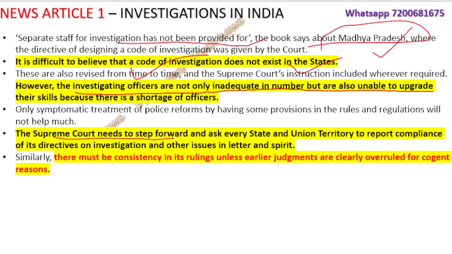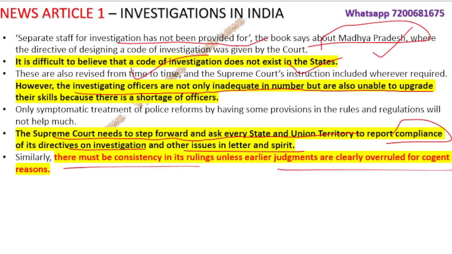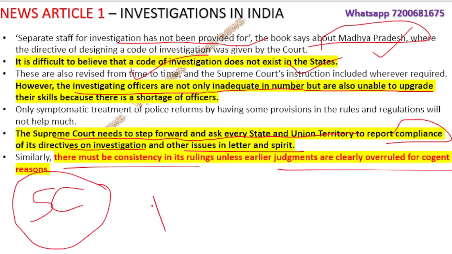The Supreme Court needs to step forward and ask every state and union territory to report compliance of its directives on investigation and other issues in letter and spirit. There must be consistency in the rulings unless earlier judgments are clearly overruled. So again, the Supreme Court is telling that we want to punish the people who are involved in the crimes, but if the police does not do the proper investigation and come with proper evidence by separating the law and order and the investigation wing, we cannot do anything.